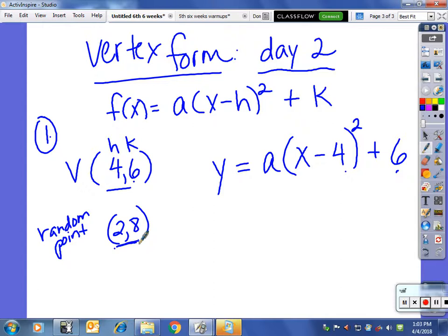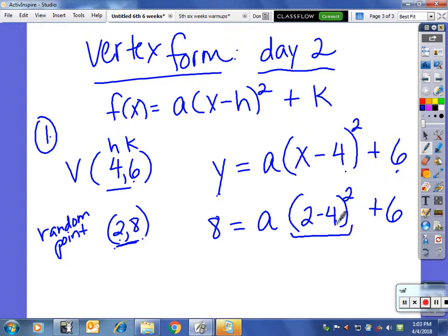All right, where do I put the 2 and the 8? Where X and Y are. So instead of Y, what am I going to put? 8 equals a, I still don't know. Instead of x minus 4, I'm going to put in (2 minus 4) squared plus 6. Now we're going to solve this equation for A. It's kind of like when we had to plug in the slope and the point to find the y-intercept, the b value. It's kind of the same thing. You have to do parentheses and exponents first. What is 2 minus 4? Negative 2. What is negative 2 squared?